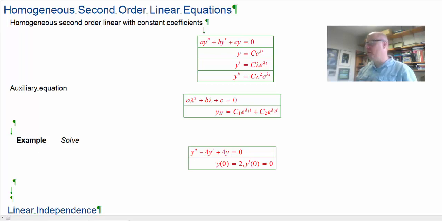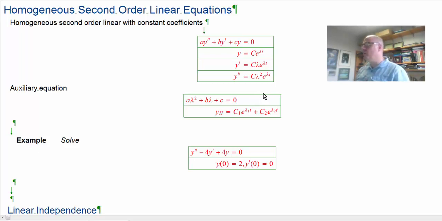Homogeneous second-order linear differential equations. So we were doing this, we got ay'' plus by' plus cy equals 0. We propose a solution of the form some constant e to the lambda t. We sub that in with its derivative and its second derivative into the left-hand side, set it equal to 0, trying to figure out what lambda is equal to, what the eigenvalue is equal to.